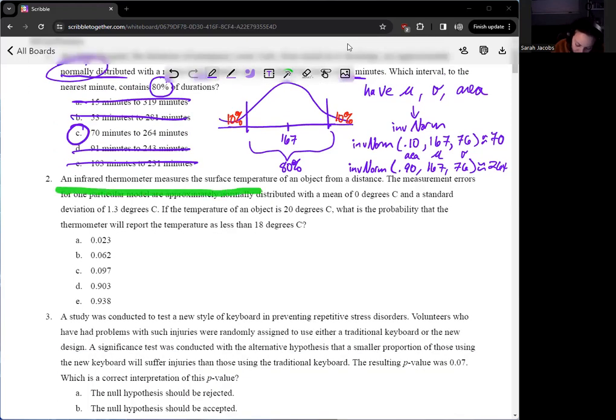An infrared thermometer measures the surface temperature of an object from a distance. The measurement errors for one particular model are approximately normally distributed, with a mean of 0 degrees Celsius and a standard deviation of 1.3 degrees Celsius. If the temperature of an object is 20 degrees Celsius, what is the probability that the thermometer will report the temperature as less than 18 degrees Celsius?